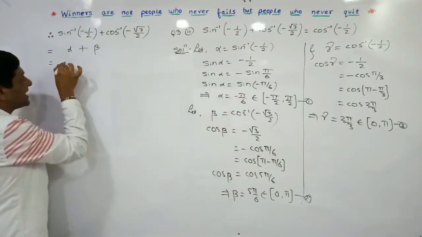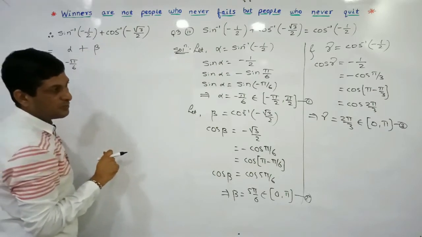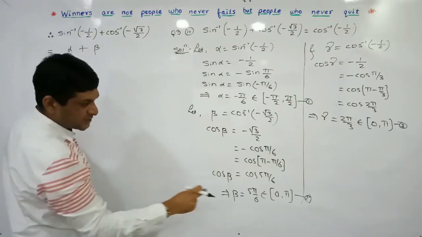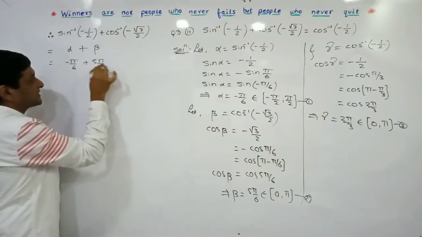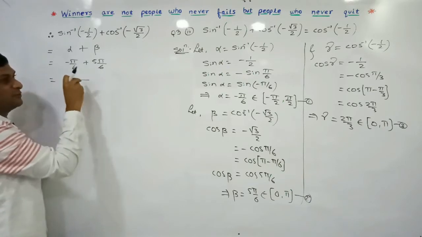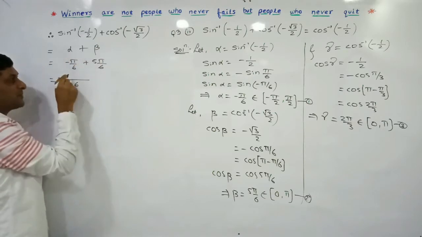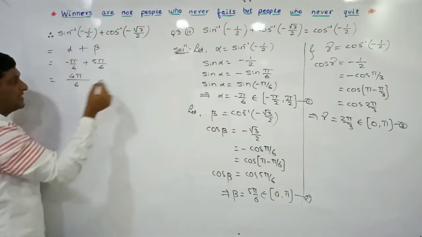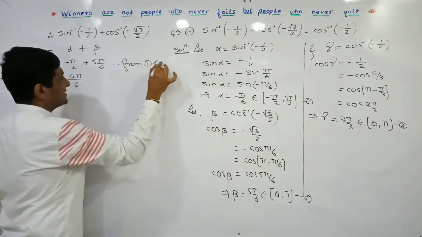Minus pi by 6 according to equation number first, and the value of beta. Beta is how much? Beta is equal to 5 pi by 6 from equation second. Now the denominators are the same, so take the addition of the numerators. 5 pi minus pi will be equal to how much? 4 pi. These values we have substituted from equation first and second.